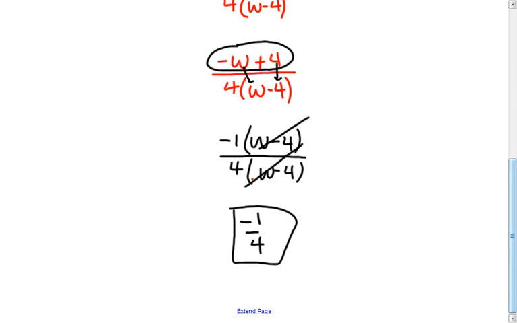Okay, now in your last video I forgot to talk about this. Remember that you need to be aware that you can never have a denominator that has 0 in it. And so the number that would make this quantity right here that I circled be 0 would be 4. So pay attention to this. W can't be 4, and you should be telling me that along the side.